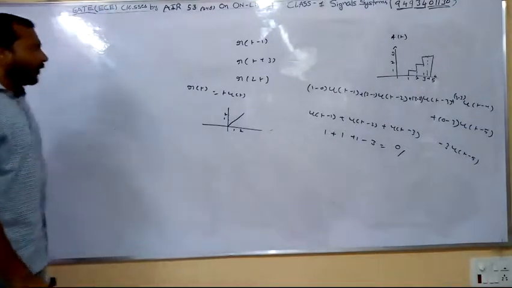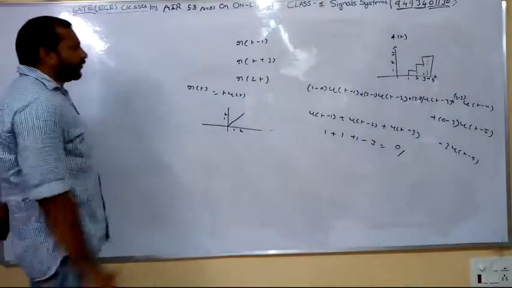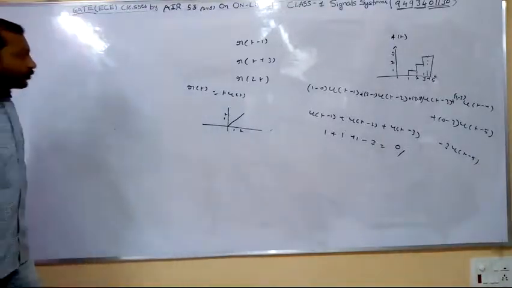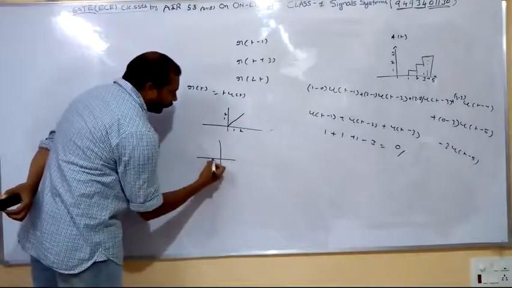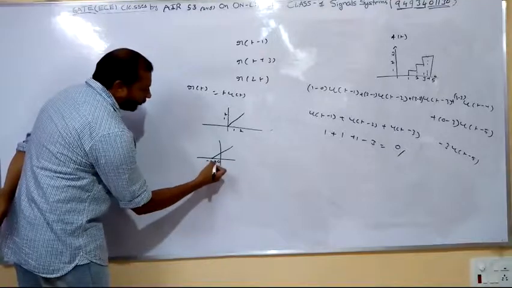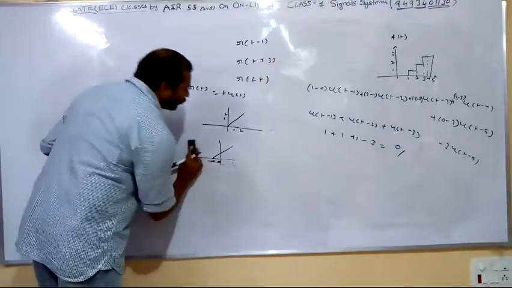Now they ask you to write r of t minus 1. R of t minus 1 is nothing but simply t minus 1 equal to 0, and t equal to 1. So this starts from t equal to 1. So 1, 0, minus 1, t minus 1, right? T minus 1 means it starts from t equal to 1.